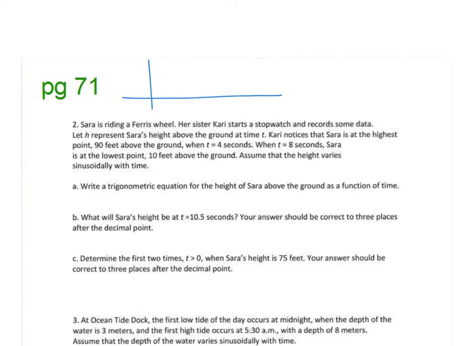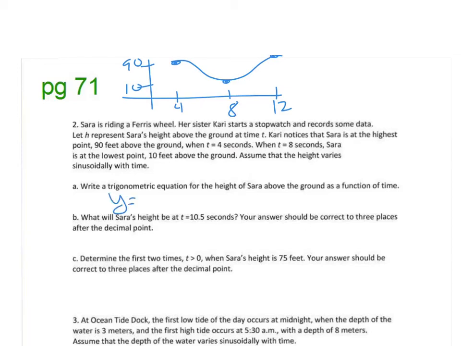It is easier for me. So at 4 seconds, she's at 90. At 8 seconds, she's at 10. So that means it's going to be another 4 seconds for her to get back to the top. So I see my trig graph.